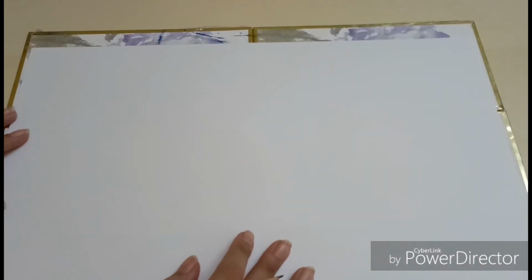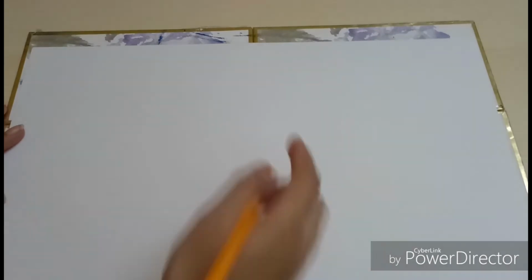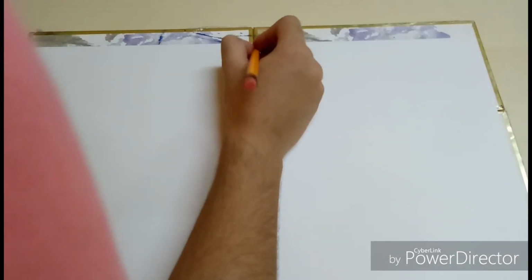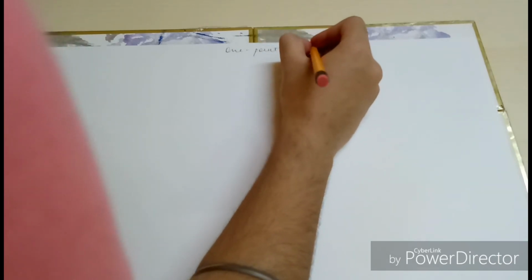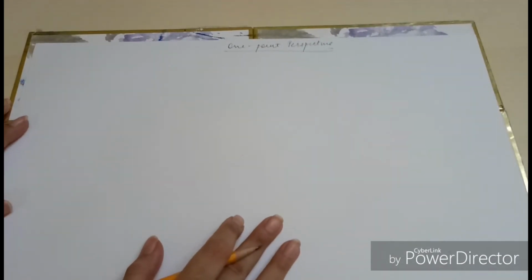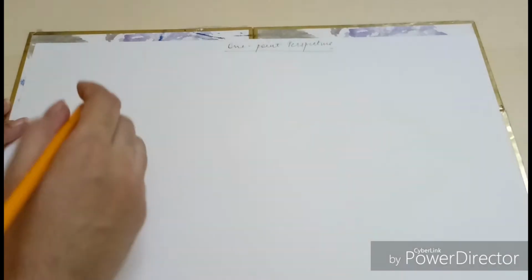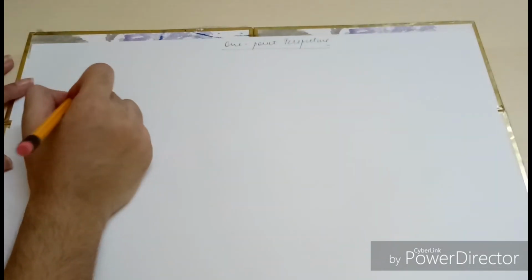Today I am going to teach you about one-point perspective and how to draw simple objects in one-point perspective. So let's begin with it. In one-point perspective there is only one vanishing point. This vanishing point means that the object will vanish and meet at one point. So let me show you an example.